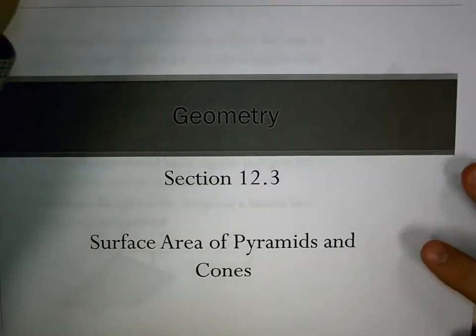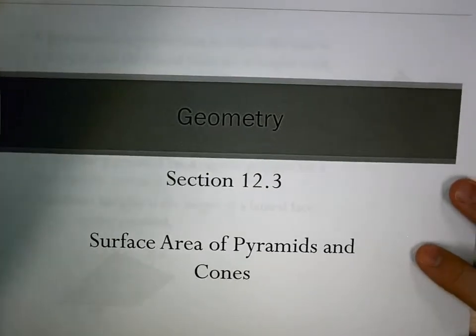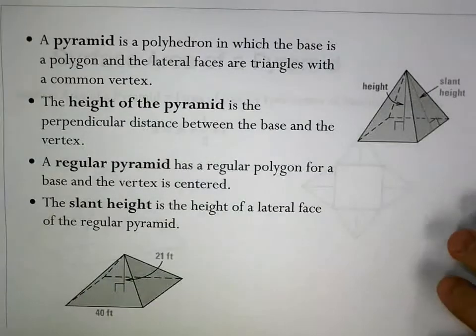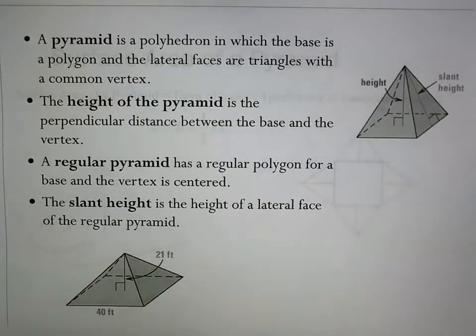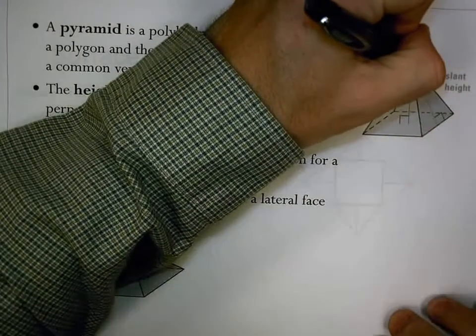This section, 12.3, is our second section looking at surface area. In this one, we're looking at pyramids and cones. If we start off with a pyramid, it's a polyhedron in which the base is a polygon, and the lateral faces are triangles with a common vertex. So now they go up to the point here from the top.